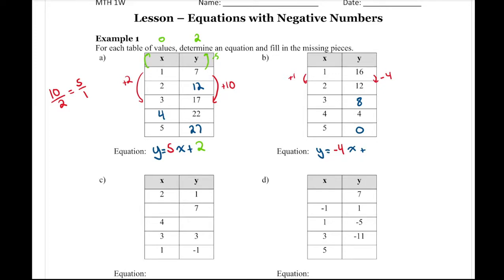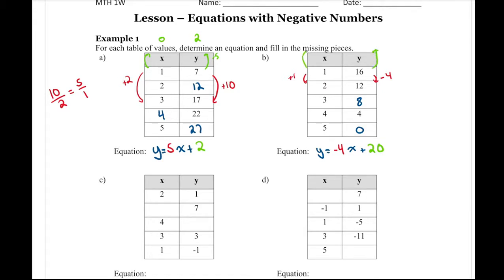Again, some of you may do 1 times -4 is -4. What do I add to get to 16? Well, in that case, it would have to be 20. And you can double check. 2 times -4 is -8. -8 plus 20 is positive 12. So that does work. That is our constant.